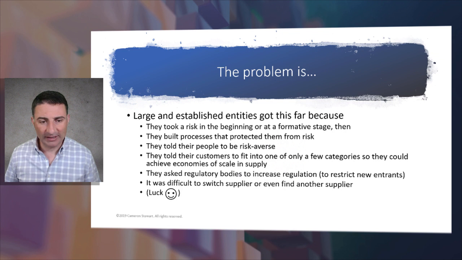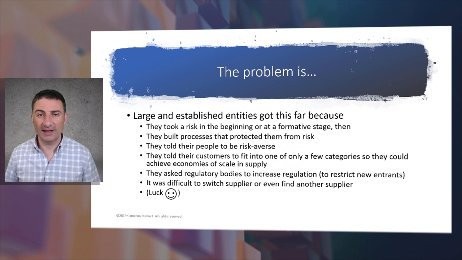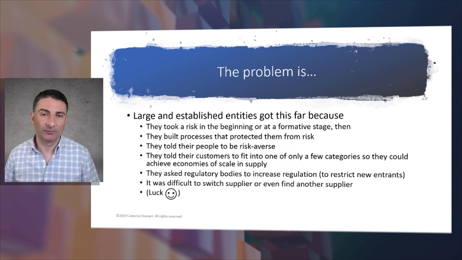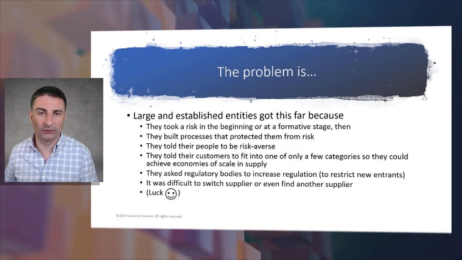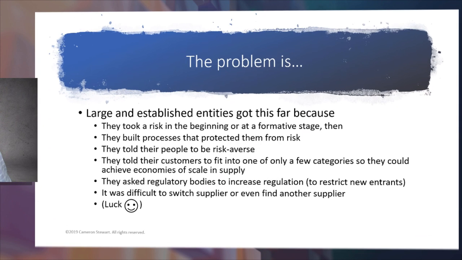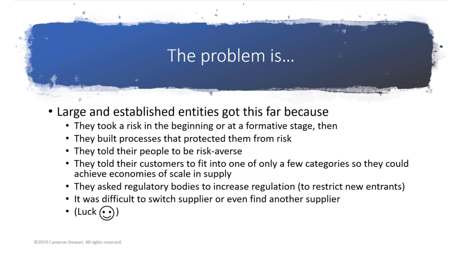Well, large and established entities aren't there by mistake. They've often got a long history of successful performance, successful delivery to those user wants and needs. Way back when, these organisations took a risk at a beginning or a formative stage. Perhaps they opened a third and fourth outlet when it would have been prudent to stick with two. Perhaps they bought a load of stock when maybe they should have only bought a small proportion and discovered whether they could sell that.